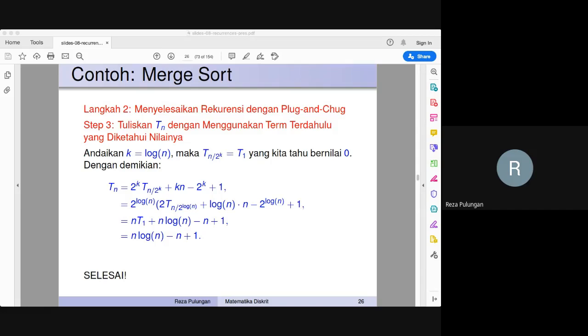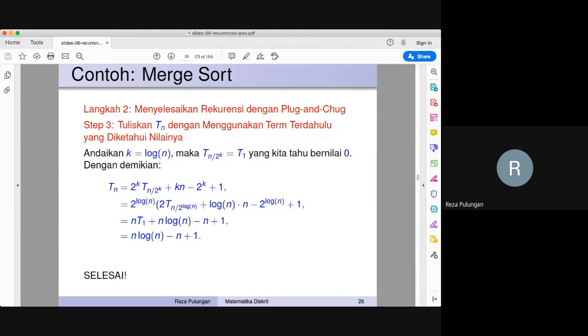Okay, let's continue. So what we have seen so far is basically a general solution of recurrence. The plug-in chuck is very powerful. You can basically solve this for any recurrence that you encounter.